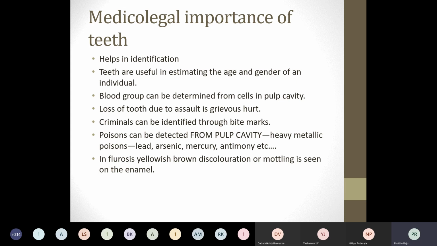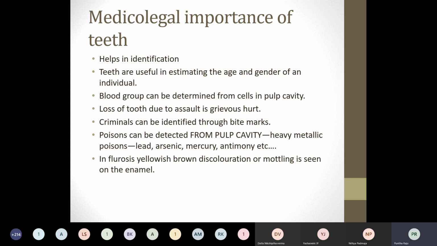And blood grouping can be done from cells in the pulp cavity, and loss of teeth can result in grievous hurt. There is one clause in grievous hurt which states fracture or dislocation of bone or teeth, so even that amounts to grievous hurt. And criminals can be identified through bite marks. Bite marks will be present in cases of sexual offense, which you can see over the body of the victim, or if there are any footsteps left over, you can also see the bite marks of the person there. So even that helps in identification.